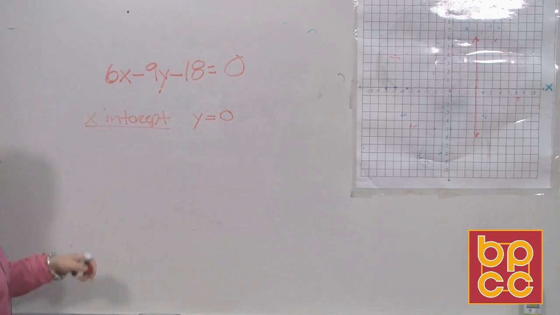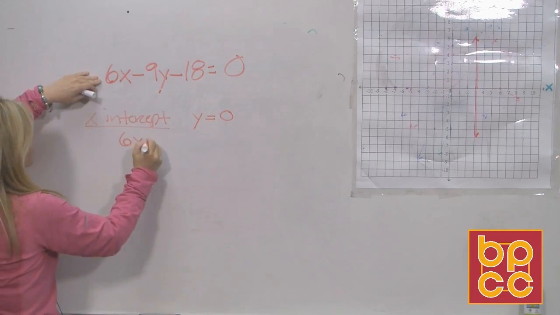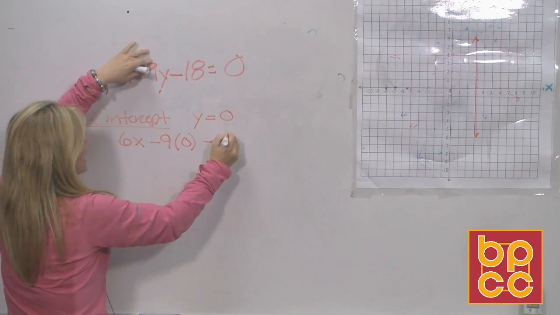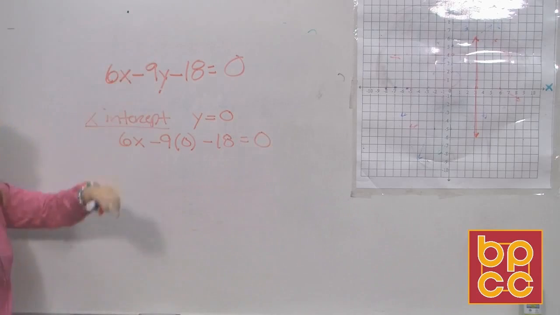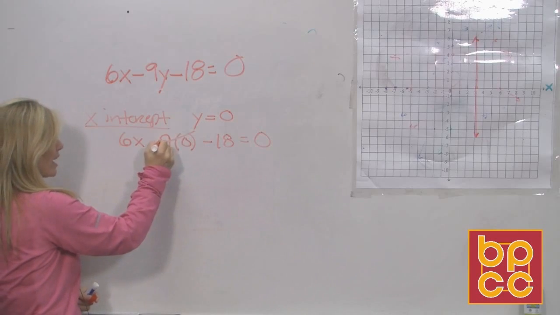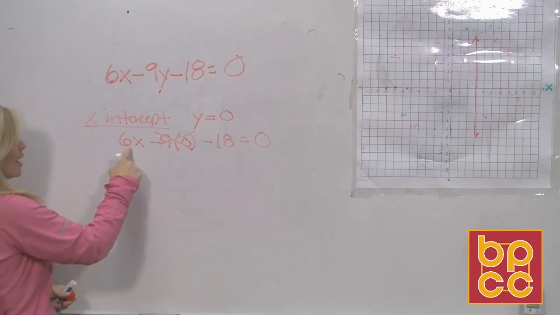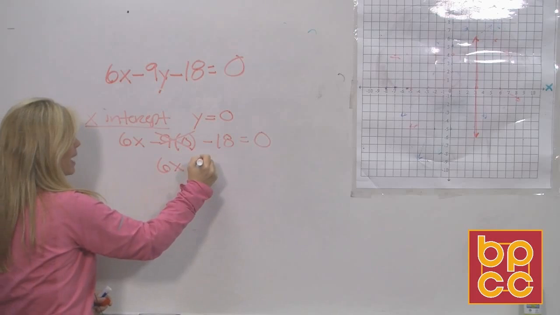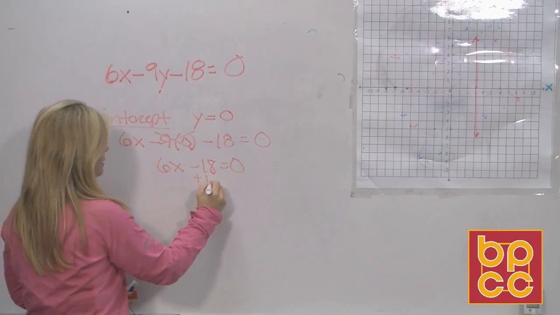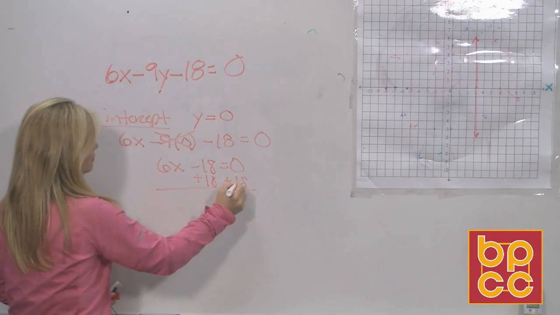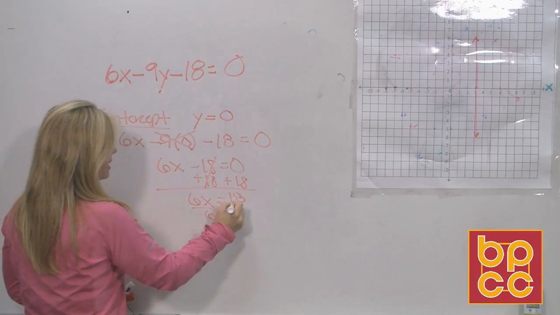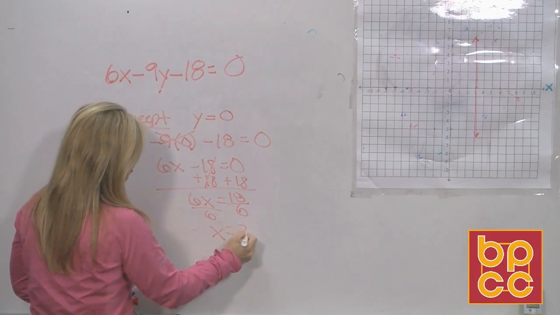It's a simple substitution. So you write 6x minus 9, I'm going to replace y with 0, minus 18 equals 0. And we're going to solve it. Now, guys, what's 9 times 0? 0. So you agree I can just cross that out? It's gone. So my equation is 6x minus 18 equals 0. And you could solve that. You would add 18. You would get 6x equals 18. You would divide by 6 and get x equals 3.